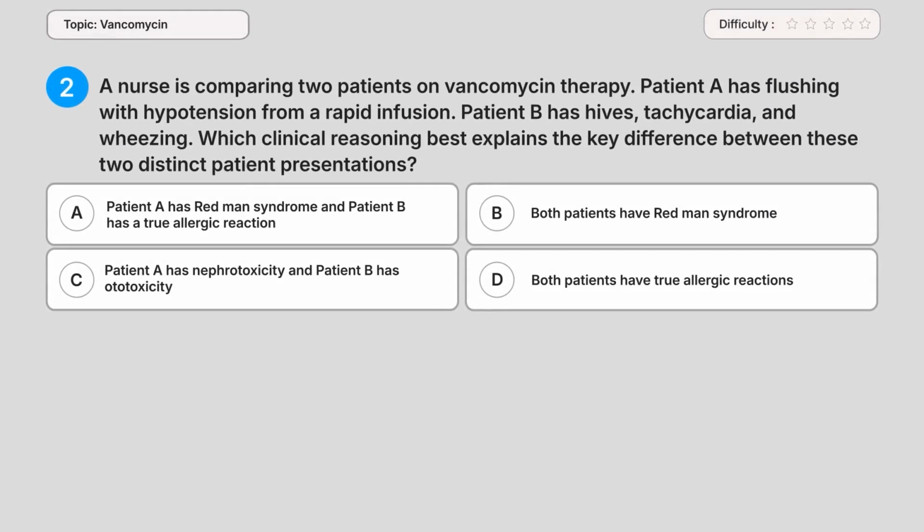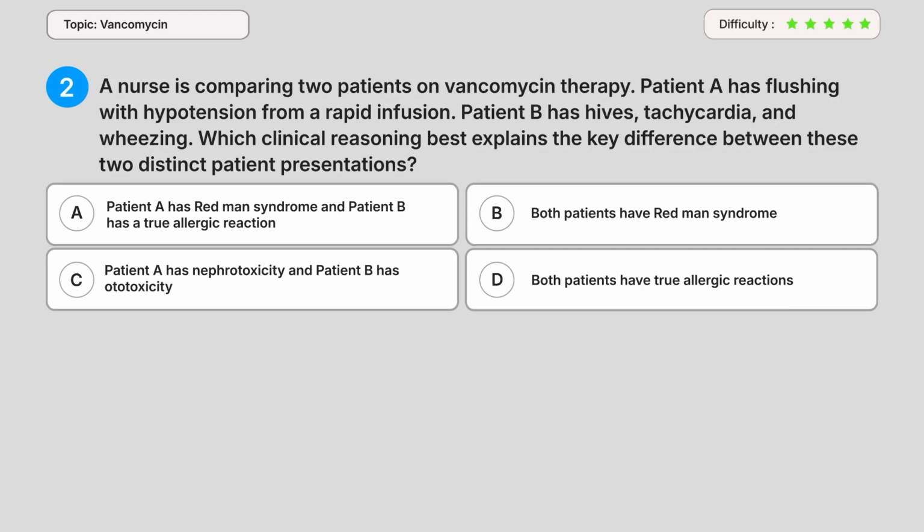2. A nurse is comparing 2 patients on vancomycin therapy. Patient A has flushing with hypertension from a rapid infusion. Patient B has hives, tachycardia, and wheezing. Which clinical reasoning best explains the key difference between these 2 distinct patient presentations?